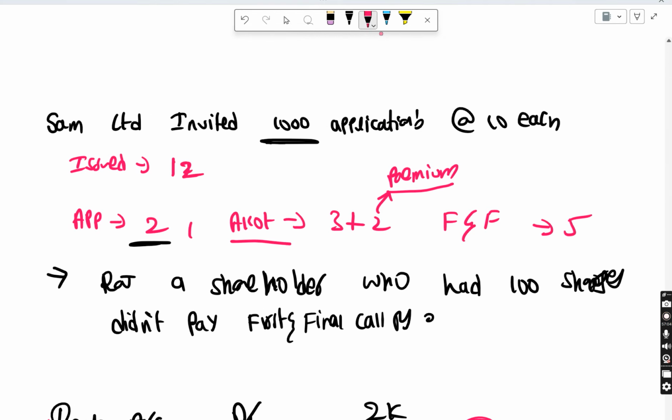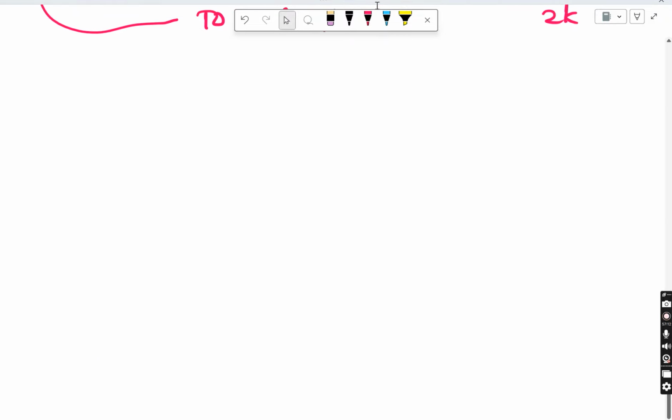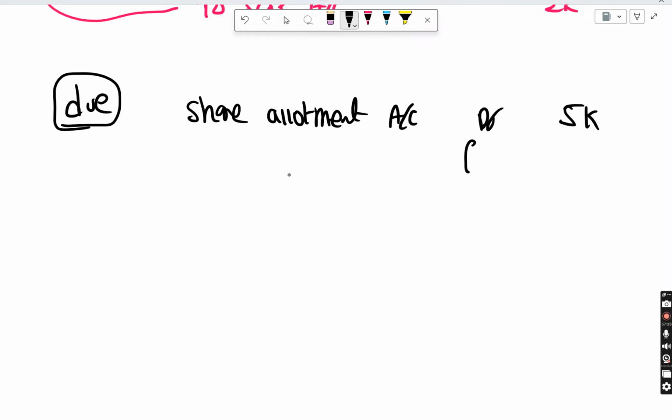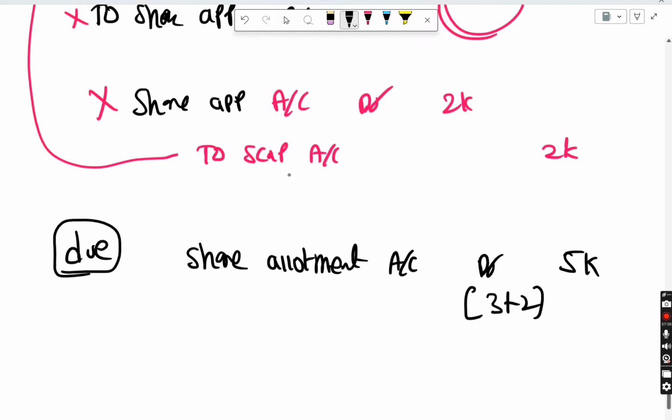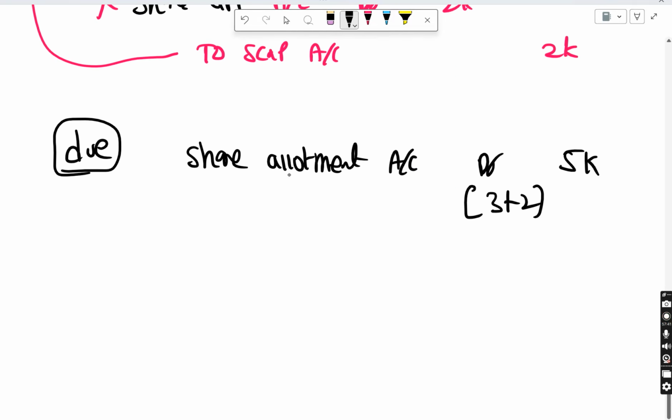Next one, allotment due. While writing the allotment due, I am collecting allotment money 3 rupees. 2 rupees is the premium. So premium means the premium money we should put in a securities premium account. Securities premium is a liability. Liability shows credit balance. So from allotment we have to write 2 entries. One is due entry, another one is receipt entry. Now share allotment account debit 1000 into total I am receiving 5000. Remember this is very important, including the premium. So 3 plus 2, including the premium I need to receive while writing the due entry.